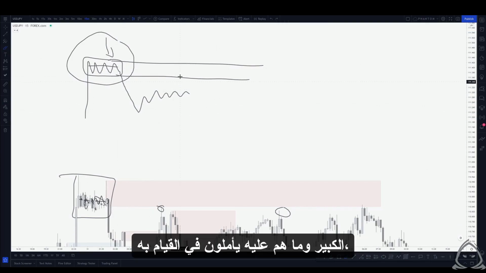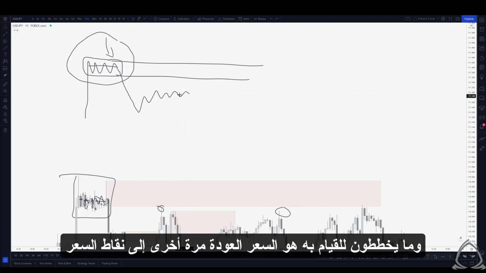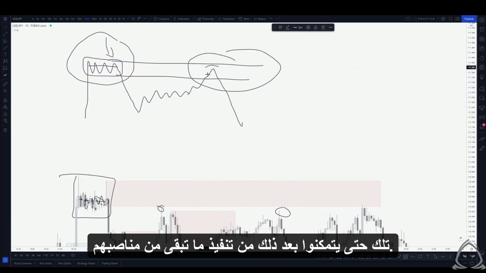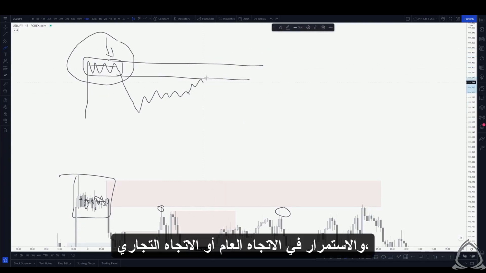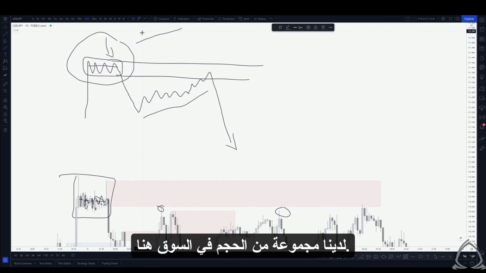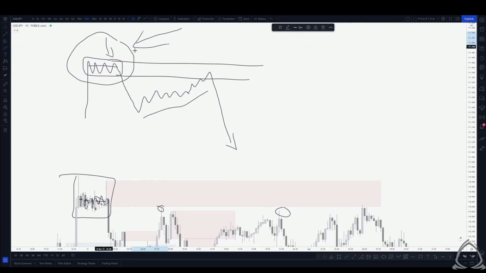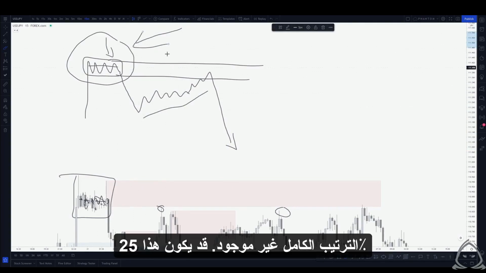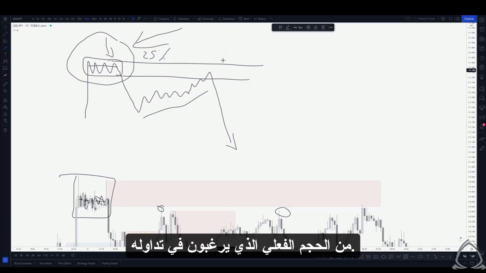And what they're hoping to do and setting out to do is for price to return back to those price points so that they can then execute the remainder of their position and continue on their overall trend or trade direction that is being facilitated. Because again, we're having a bunch of volume being pumped into the market here. The full order is not there. This might be 25% of the actual volume that they're wanting to trade.